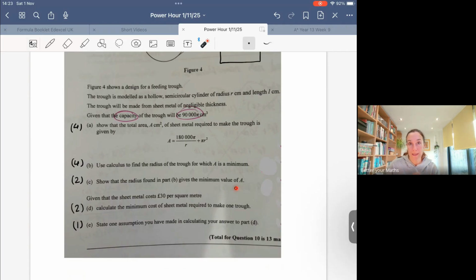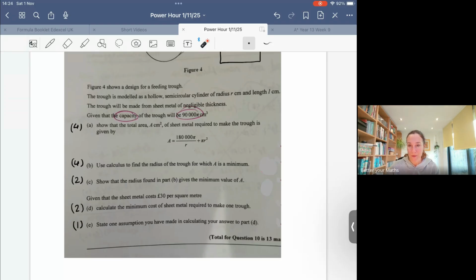How am I going to check that it's a minimum? Because I say it could be a maximum. How am I going to check that it's a minimum? Can you all tell me in the chat? Please, what am I going to do to prove that that's a minimum? Tell me in the chat. Because I know it's a stationary point, but it could be a maximum. Differentiate again, exactly, second derivative.